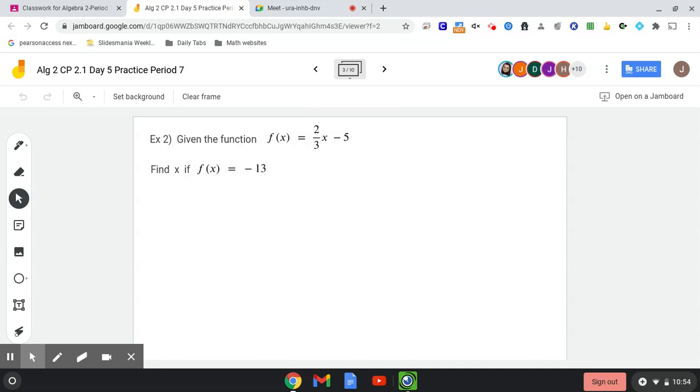I don't want to rush anybody. I know some of you work faster than others, right? You're trying to find out what number went in to make negative 13 come out. If you think you know, you can hit your Post-it and put your Post-it up there and let me know what you got.